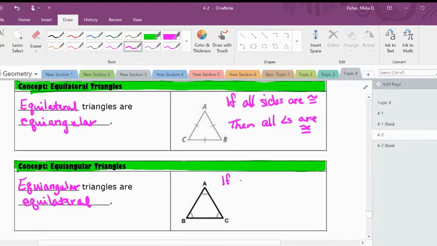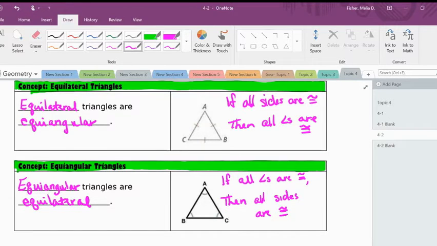If all angles are congruent, then all sides are congruent. So if the sides are congruent, then the angles are congruent. If the angles are congruent, then the sides are congruent.